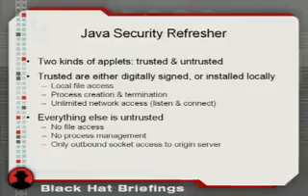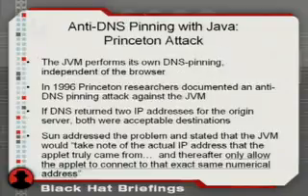Everything else is considered to be untrusted. Untrusted applets have no access to the local file system. They have no process management capabilities. And the only socket abilities that they have are outbound to the origin server, but they can connect to any port on the origin server. Now, the JVM performs its own DNS pinning, and as a result is not going to be vulnerable to the same attacks that we were launching against the web browser.